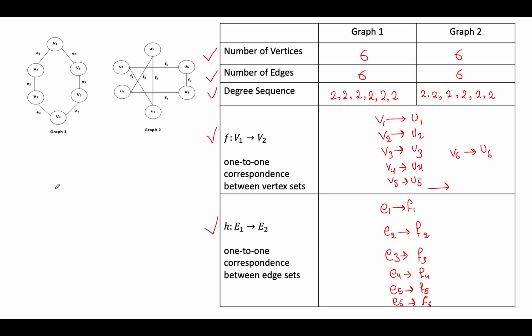So graph 1 and graph 2 are isomorphic. So they are the same with a different shape.